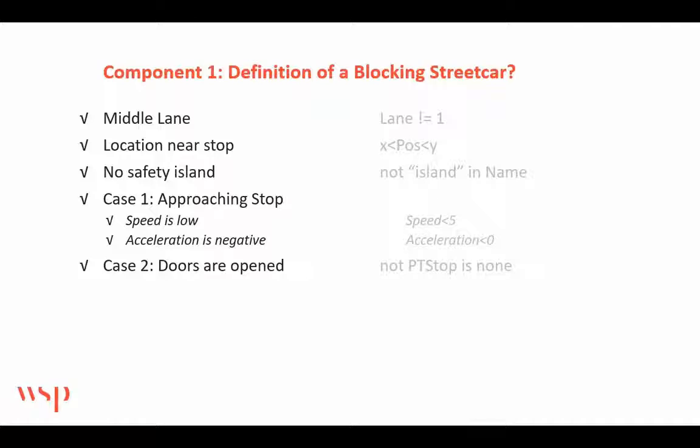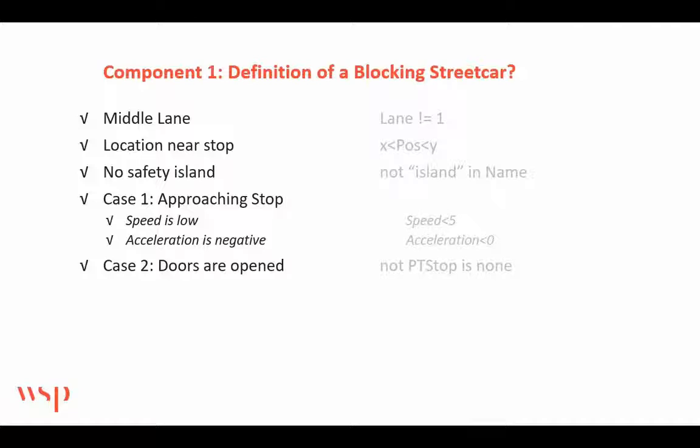So we can define a blocking streetcar as any streetcar type vehicle that's traveling in the middle lane, or not the curb lane, that's located within the stopping zone of a stop that lacks a safety platform or a waiting island. And if the streetcar itself hasn't come to a full stop, we want traffic to stop in anticipation of the streetcar stopping, even before the streetcar opens its doors. So the streetcar should be in the stopping zone, but also the speed of the streetcar should be low, and it should be actively decelerating or braking.